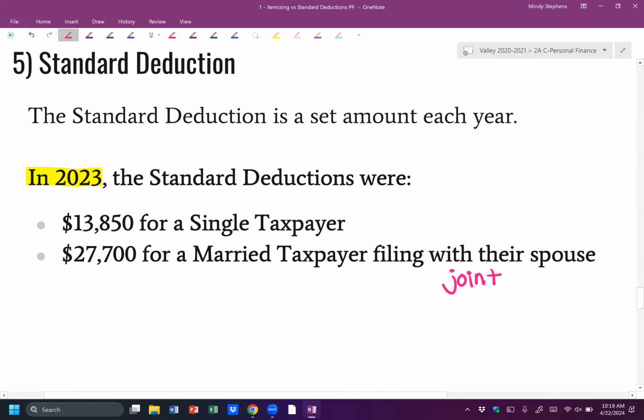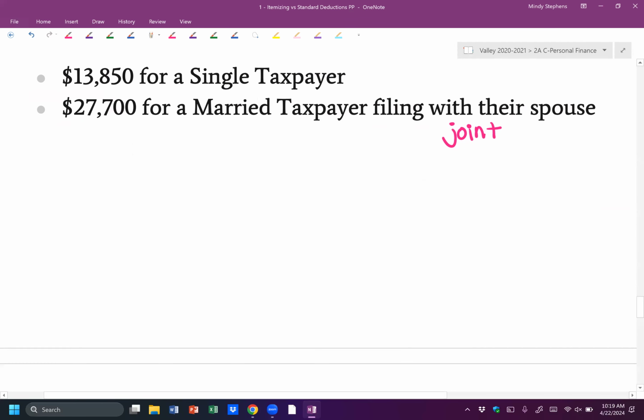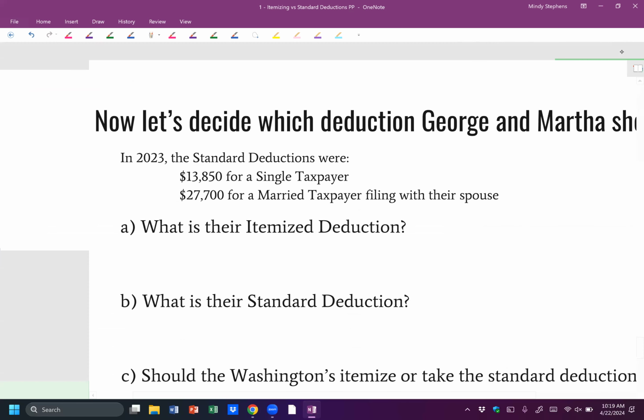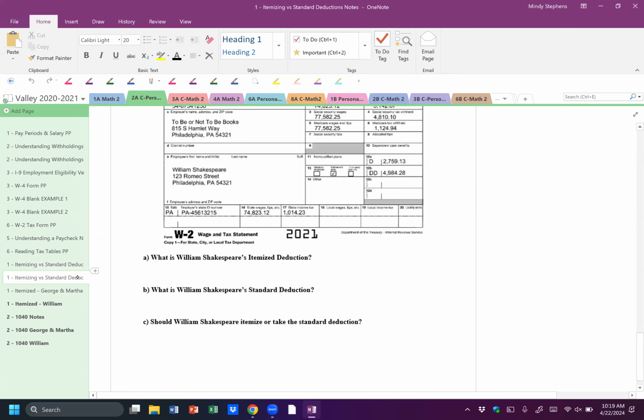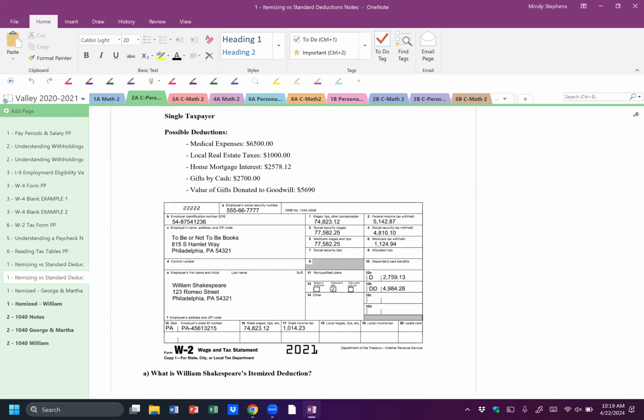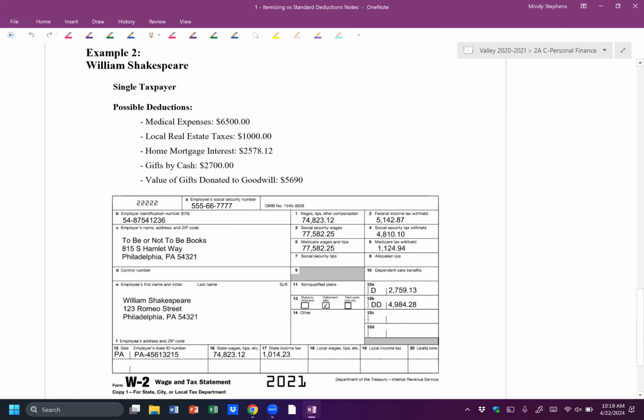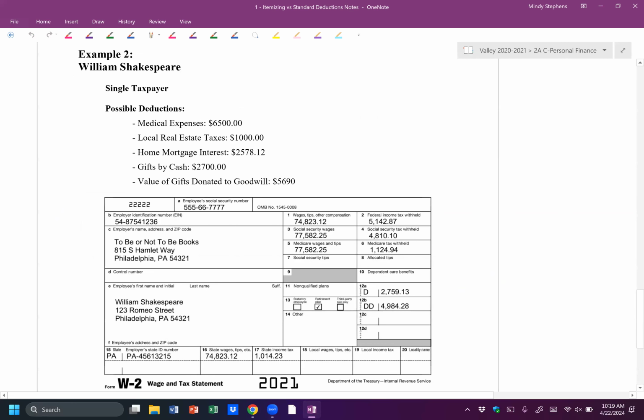All right, so now we're going to actually do some examples of a couple different people to see how we decide if we itemize or use the standard deduction. So on the second page, you have this. You all see this? It says William Shakespeare at the top and has some information, right? So we're on the second page of your paper now. I want you to look at the second and third page in your notes.